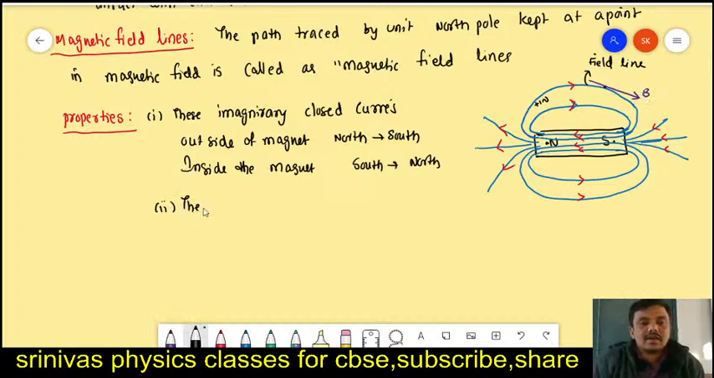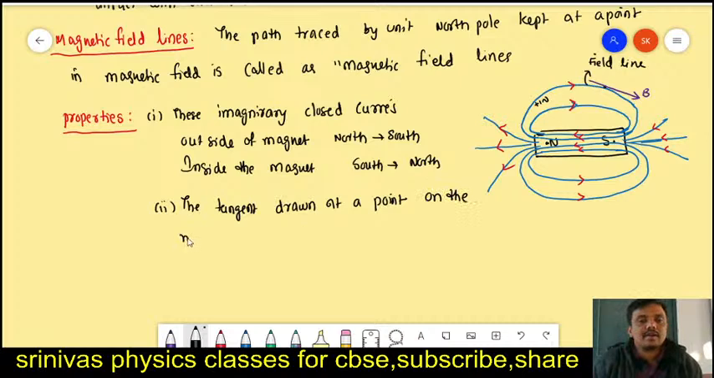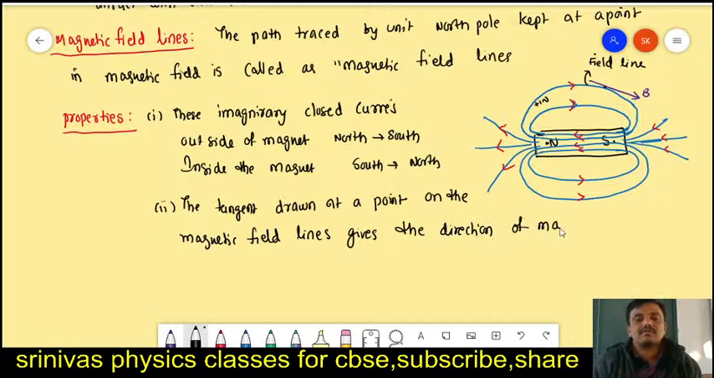The tangent drawn at a point on the magnetic field line gives the direction of the magnetic field at that point, okay, right.